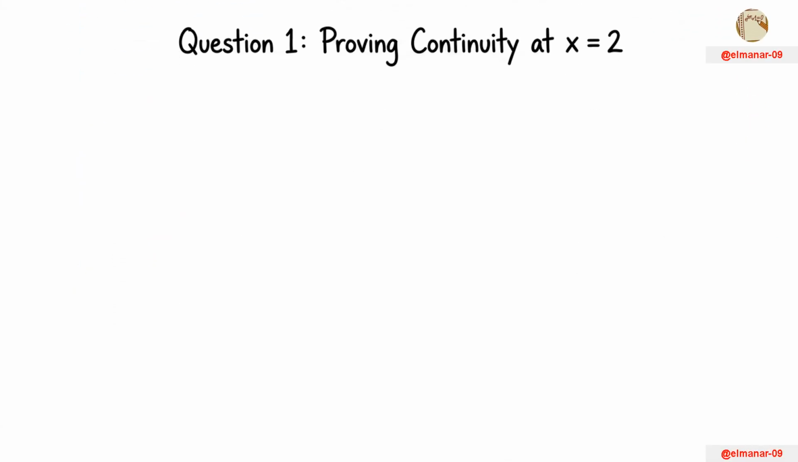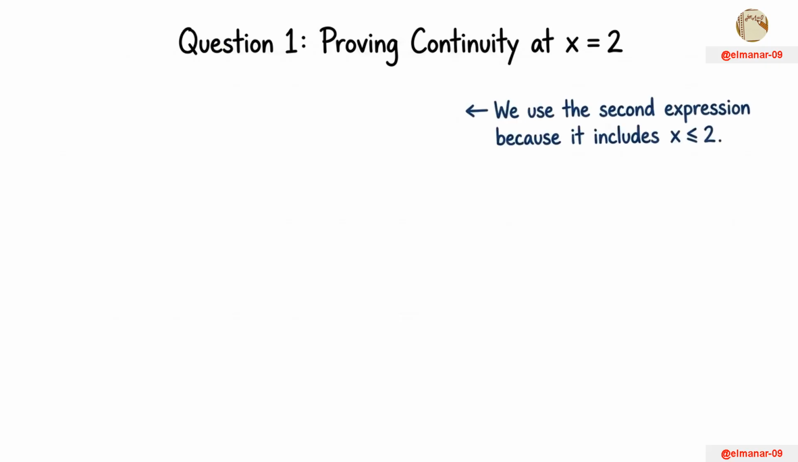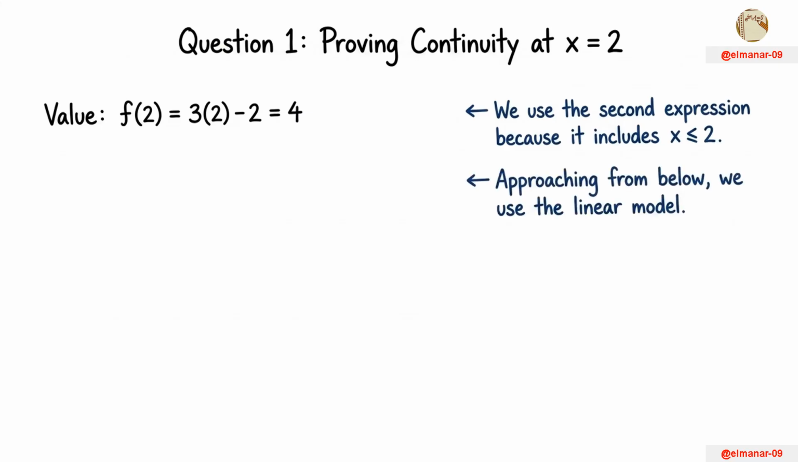Let's solve question 1, proving continuity at x equals 2. First, we find the exact value of the function. Since the second expression includes x less than or equal to 2, we plug 2 into 3x minus 2 to get f of 2 equals 4. Next, the left limit, approaching from below. Using the linear model 3x minus 2, the limit as x goes to 2 minus is also 4.